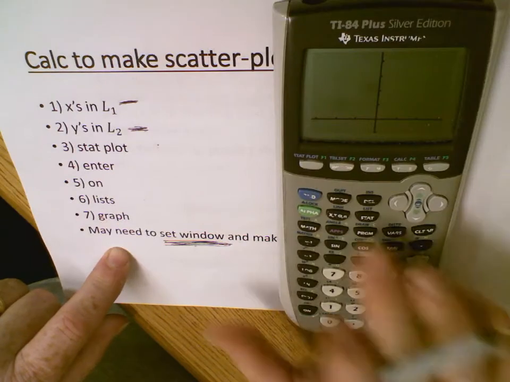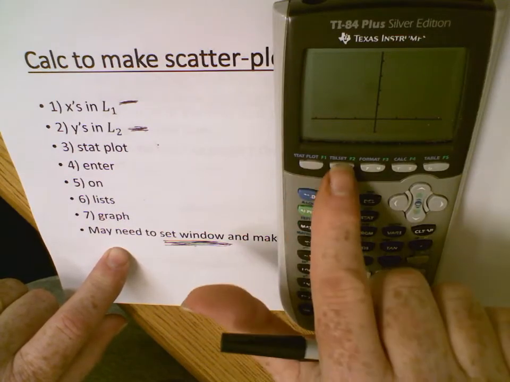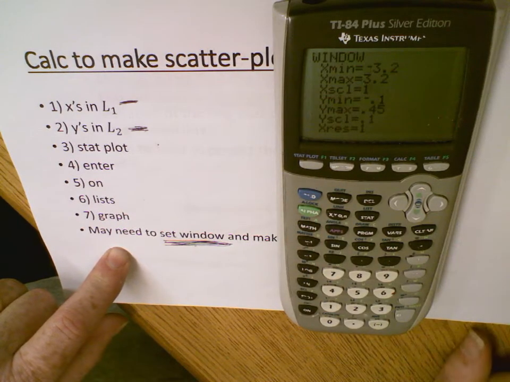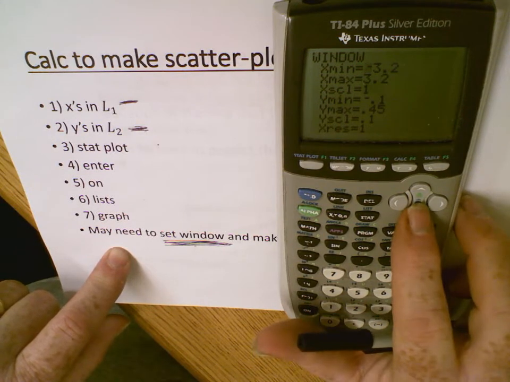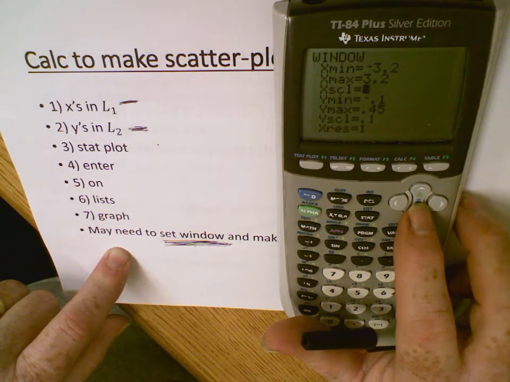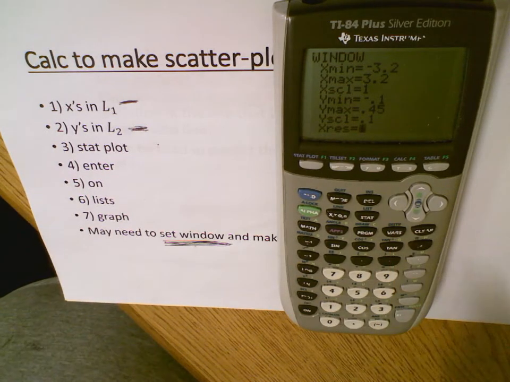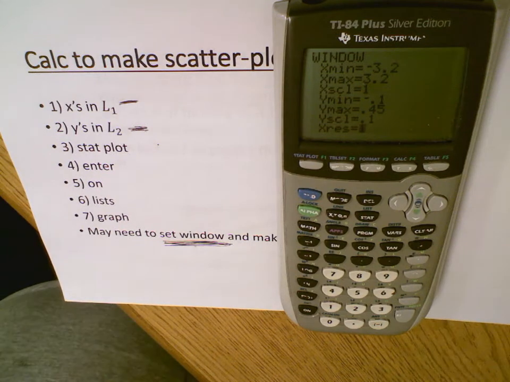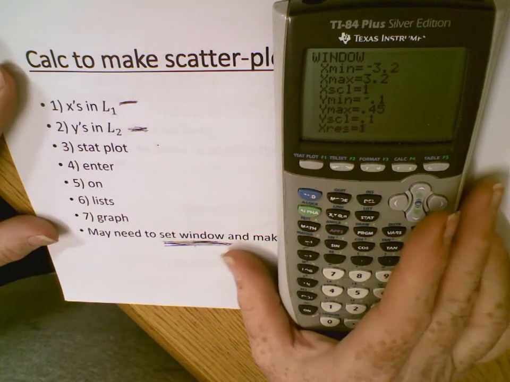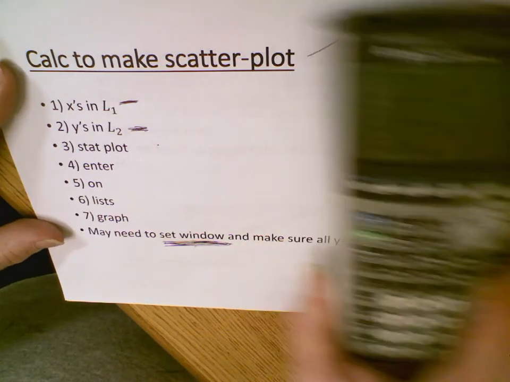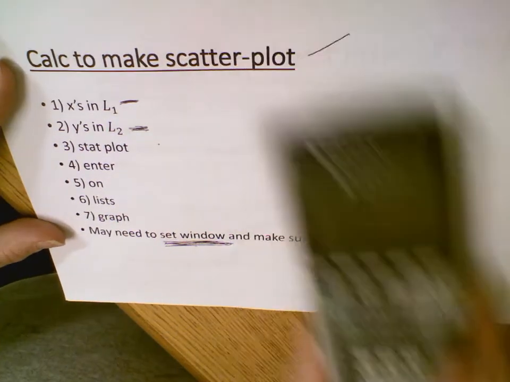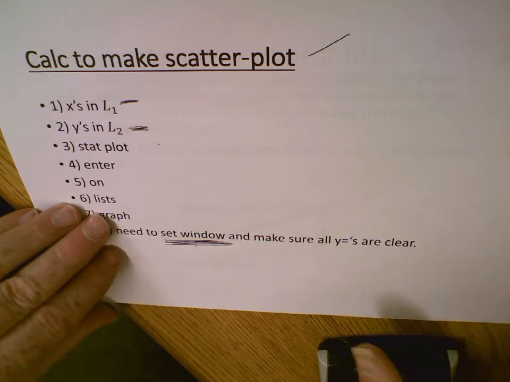And what I need to do is go to window, which is right here, it's this button, and change my X and Y minimums and maximums and the scales and everything until I can see all of the data. And I'm not going to do that. I'm not going to change mine because that's the part I don't like, to go back through and have to reset it all the time. But that's how you could do your scatter plot on your calculator.